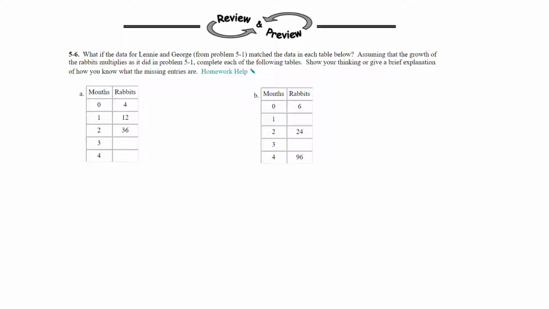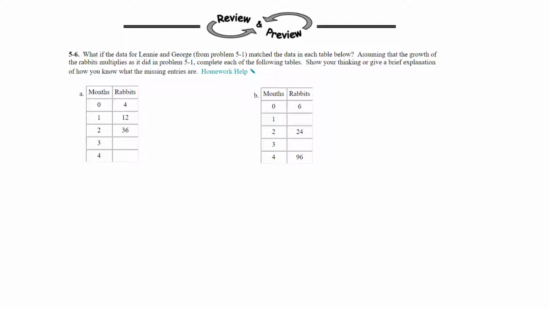We're going to do questions 6 through 11 on this video. What if the data for Lenny and George from problem 5-1 match the data in each table below? Assuming that the growth of the rabbits multiplies as it did in problem 5-1, complete each of the following tables. Show your thinking or give a brief explanation of how you know what the missing entries are.